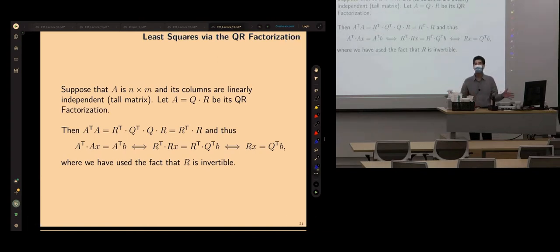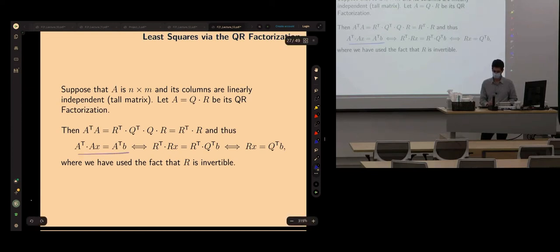Now, I'm not going to repeat everything from last lecture, or was it the lecture before that? We talked about the least squares problem and the fact that the least squares solution to the linear system satisfies the normal equation. And the normal equation is A transpose times A, X equals A transpose B. That was the main result of the least squares problem.